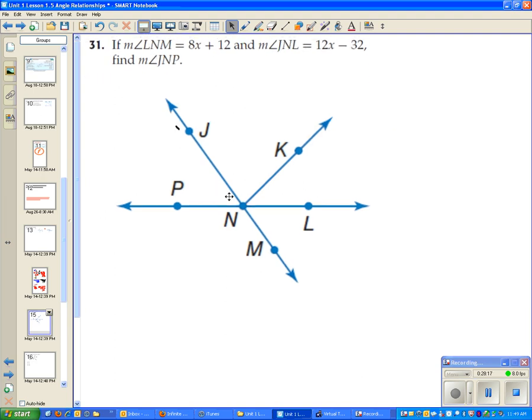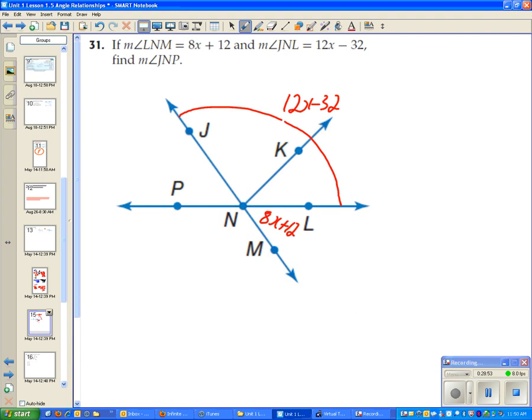Number 31. If the measure of angle LNM is 8x plus 12, so label that on your figure, and the measure of angle JNL, we just worked with that one, so it's this one. Angle JNL has a measure of 12x minus 32. Now they finally, instead of just saying find x, they say find the measure of an angle. But we got to get x first.